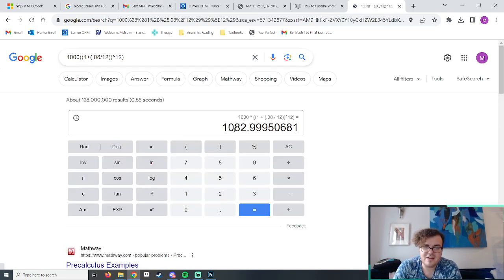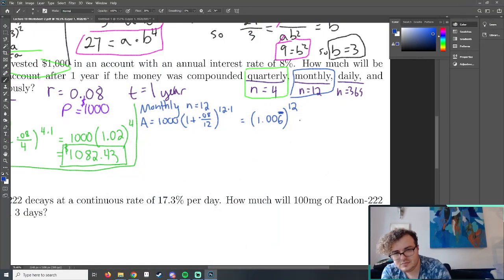And notice this gives me a very similar amount to what I had last time, but it's a little bit higher. It's $1,082.99, so we can round that up to $1,083.00. I'll say it's approximately equal to $1,083.00.